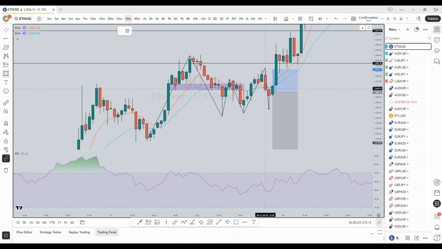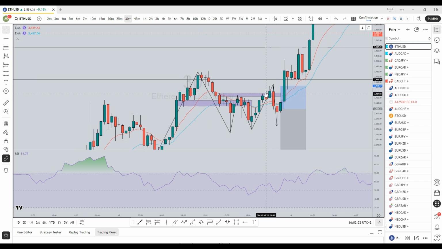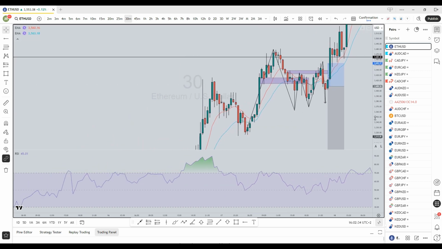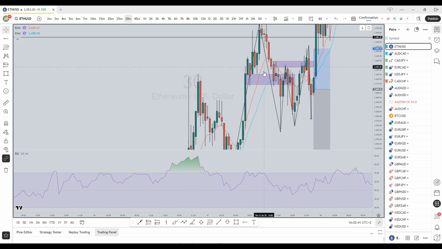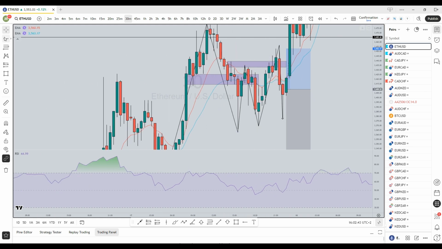And then we make this high here. And then this is kind of like your typical liquidity sweep. Then you're sweeping all that liquidity above. Then I was expecting an aggressive move to the downside because it was a fake out.